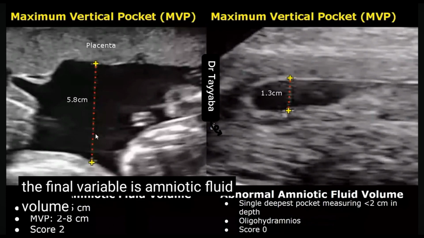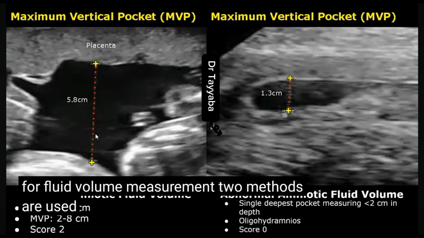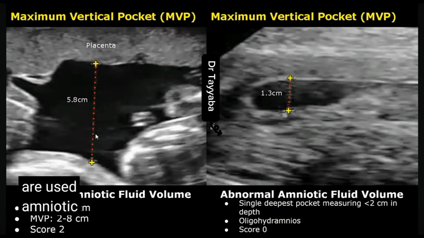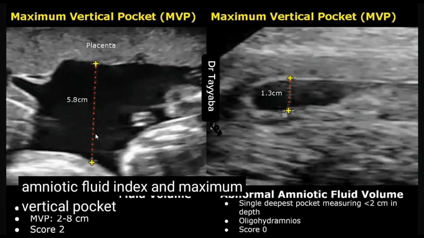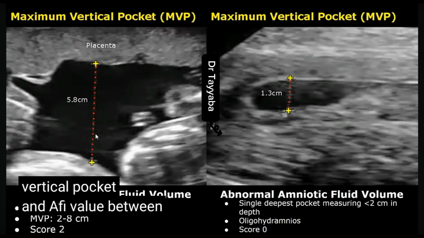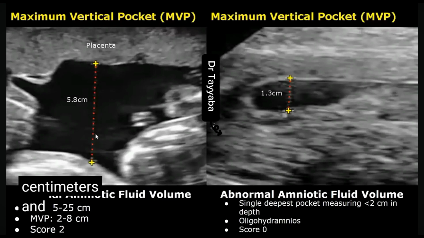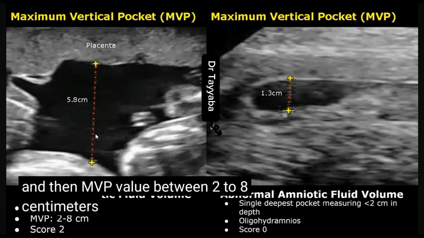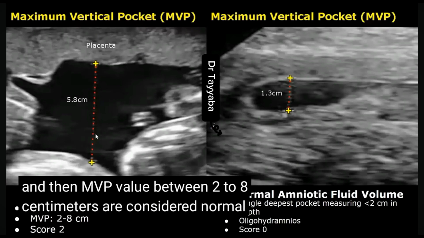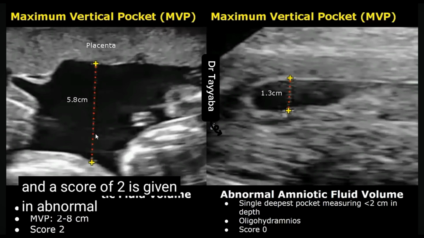The final variable is amniotic fluid volume. For fluid volume measurement, two methods are used: amniotic fluid index and maximum vertical pocket. An AFI value between 5 and 25 centimeters, and an MVP value between 2 to 8 centimeters are considered normal and a score of 2 is given.